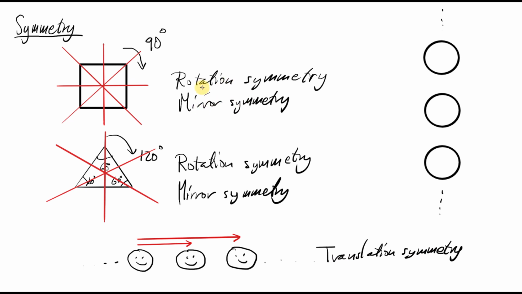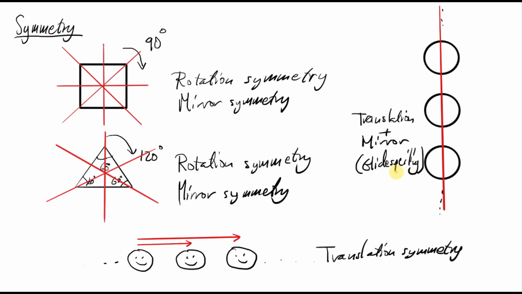Then it also could have a combination of mirror and translation symmetry. For example, if you have infinitely many balls like this, then it will have a mirror plus translation symmetry in this line. So for example, if you take a point here, take the mirror image and then translate it with the vector going through the two centers, then we get back the same figure.